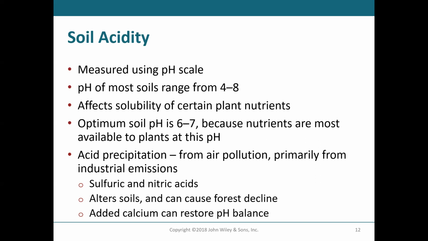Acid precipitation from air pollution, primarily from industrial emissions, increases the acidity of the soil and can cause forest decline. However, we have found that adding calcium can restore pH balance, because that is an element that makes things more basic, right? So it's increasing the pH.